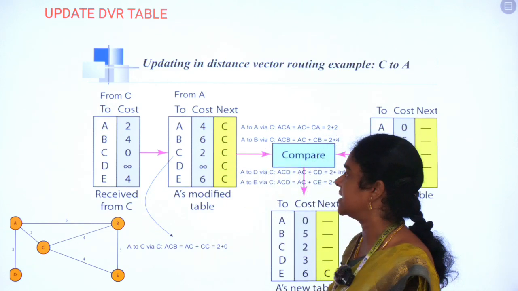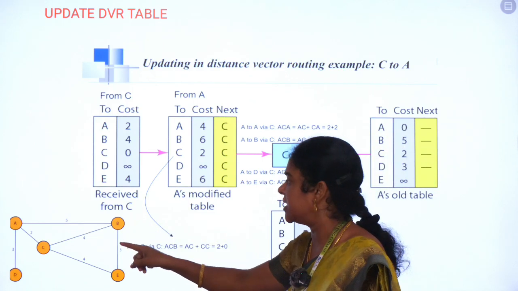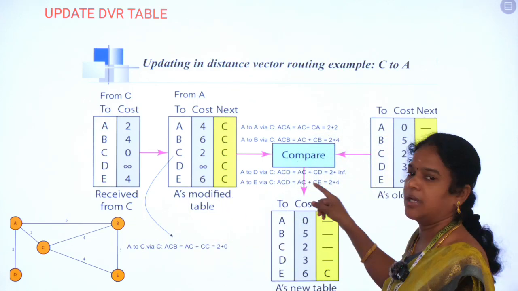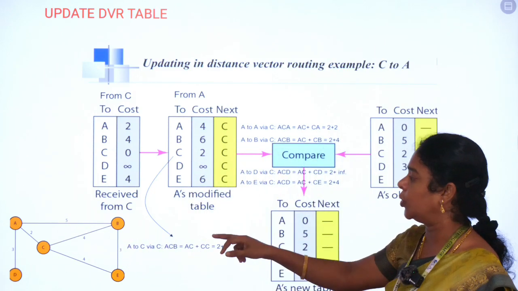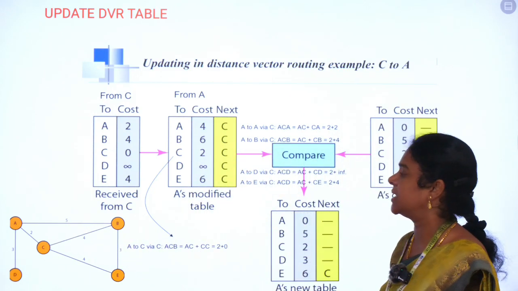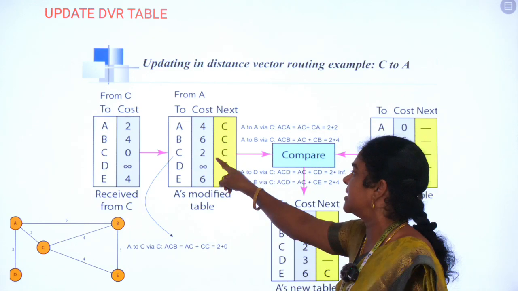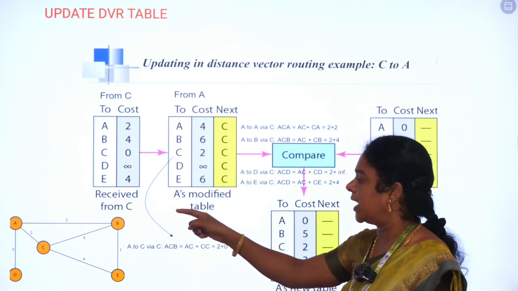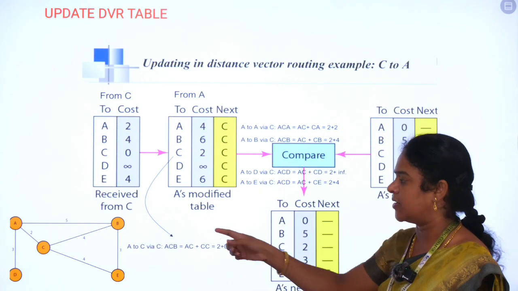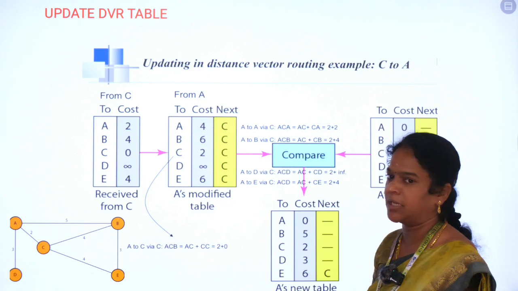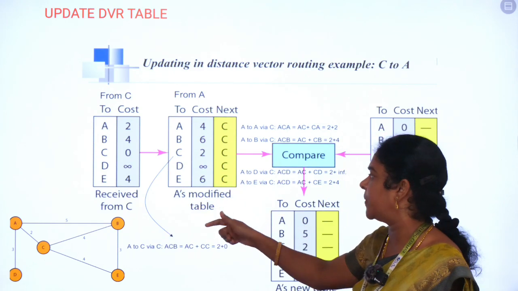The next node is C. Next one B, A to B. We go A to C, then C to B, because we use only the C node. A to C is 2, C to B is 4, so 2 plus 4 is 6. Next, node C: A to C directly is 2. Next, A to D: A to C, C to D is not possible, so we put infinity. Next one E: A to C, C to E, so 2 plus 4, 6.